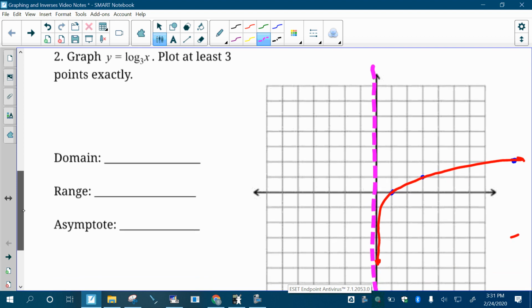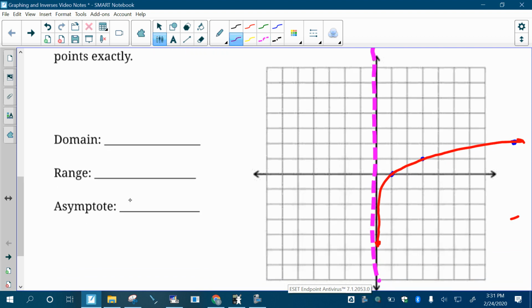Okay. Log graphs have vertical asymptotes, and so far they've all had their vertical asymptotes at x equals 0. This is just like log base 2 above. The range is all real numbers, negative infinity to infinity, and the domain is 0 to infinity. Okay. Flipping to the next page.